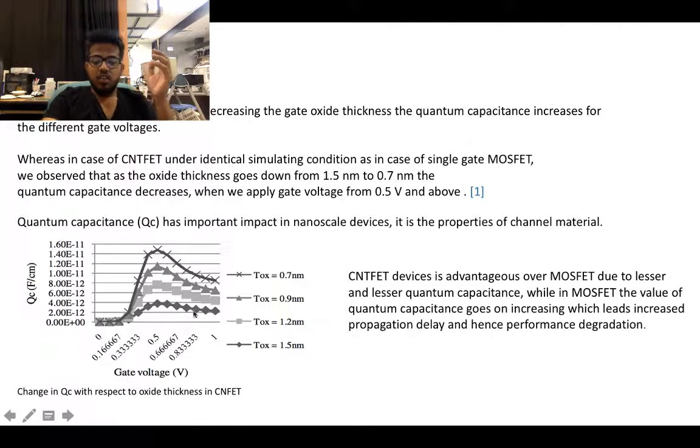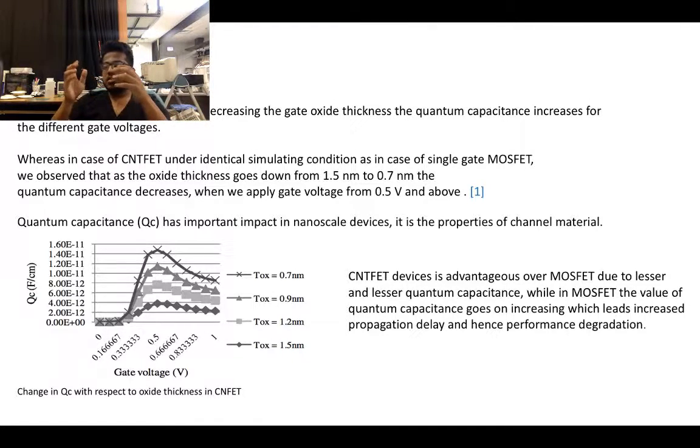If you look at this graph, these are the gate thicknesses, which vary from 0.7 nanometers to 1.5 nanometers, which is very, very small. And as you increase the gate voltage from 0.5 volt and up, you can see that your quantum capacitance is reducing to a significant level. When you increase the quantum capacitance of the gate, it leads to something called propagation delay, and it also leads to performance degradation.